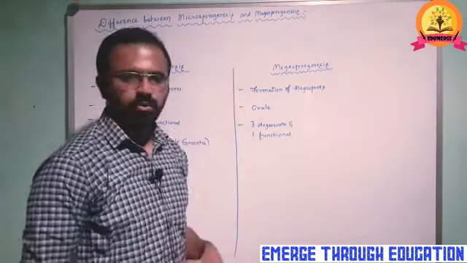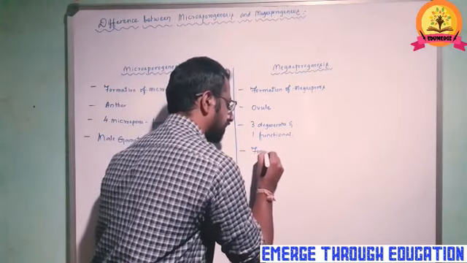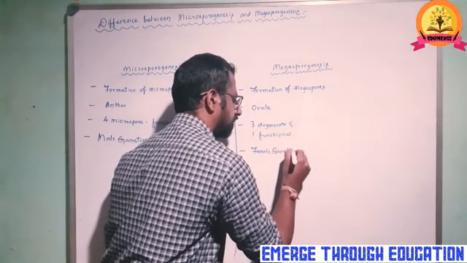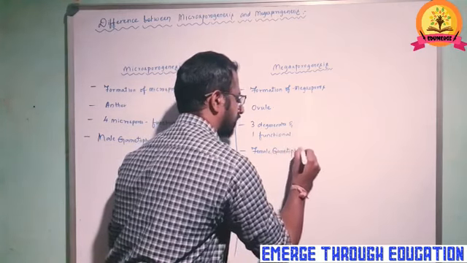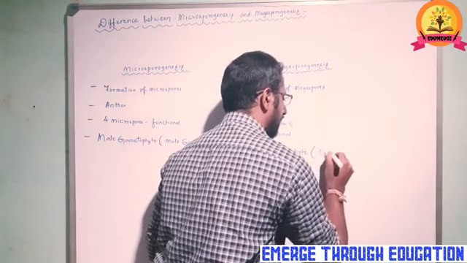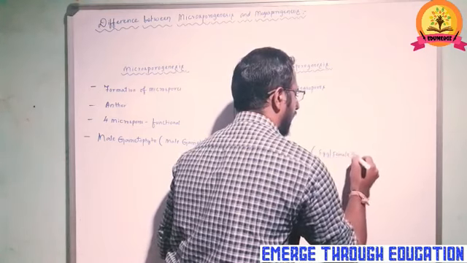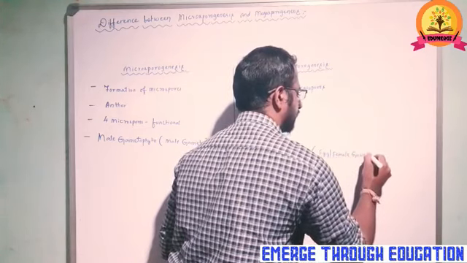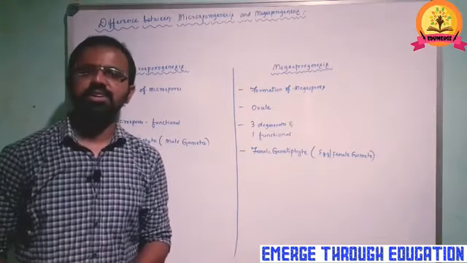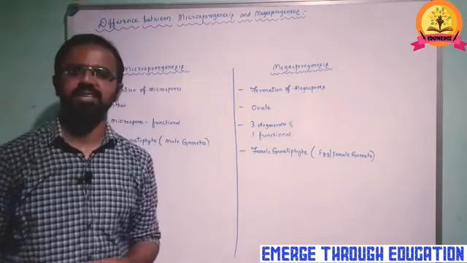Whereas in megasporogenesis, megaspores help in the development of female gametophyte, and in female gametophyte egg or female gamete is formed. So this is the major difference between microsporogenesis and megasporogenesis.